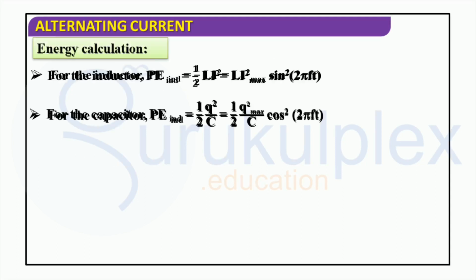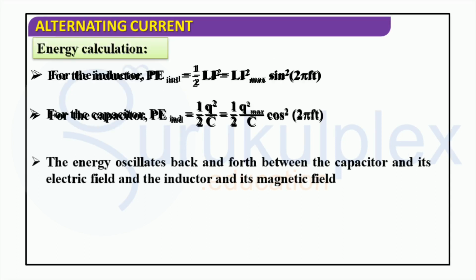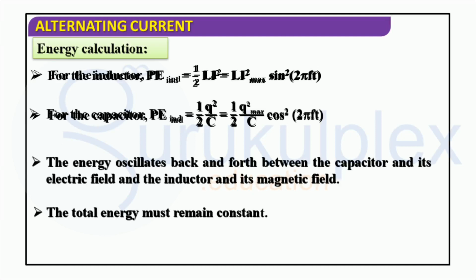Alternating current is a powerful energy source that oscillates between two components: a capacitor in its electric field, and an inductor in its magnetic field. This energy is highly efficient, as the total amount of energy must stay constant within the circuit. This energy can be used to power many different devices and technologies.